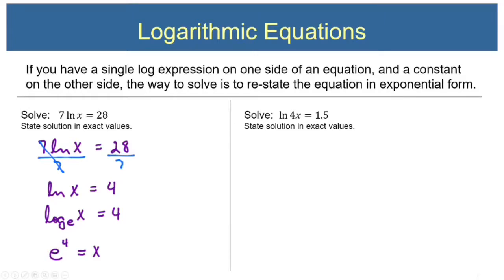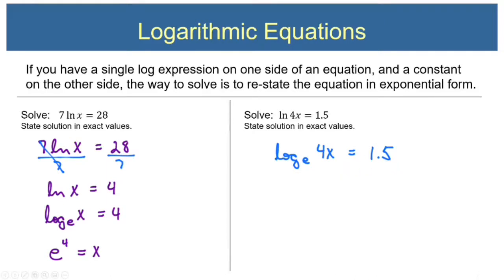All right, let's try it again on this example. So natural log of 4 times x equals 1.5. So the first thing to do, since we don't have a coefficient here that needs to be eliminated, the first thing to do is think of this as log base e.